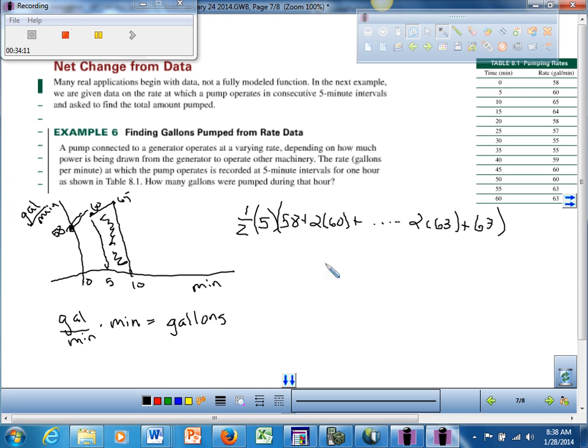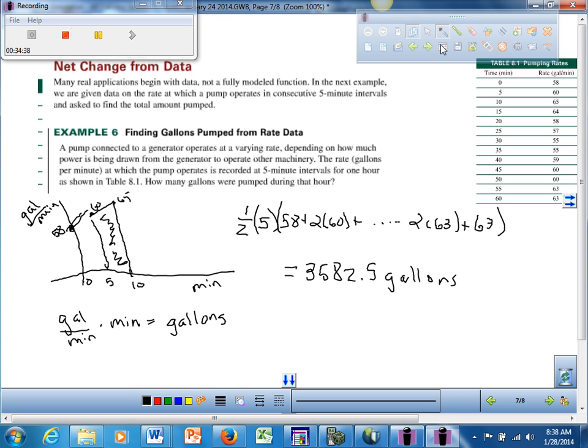And so we could plug that in, but let me just tell you, this is from your book, so it's in there too. 35 something. 3582.5 gallons. Don't forget your units.